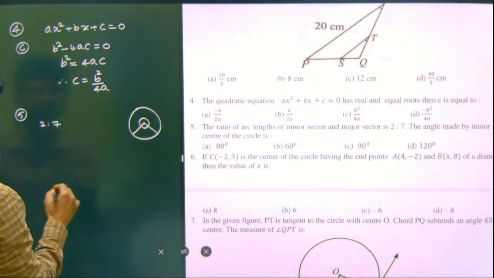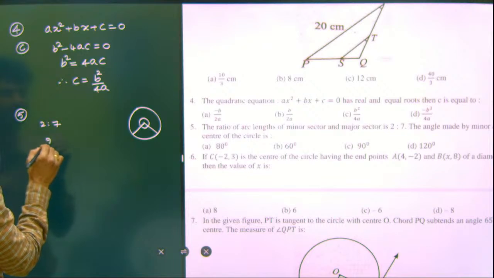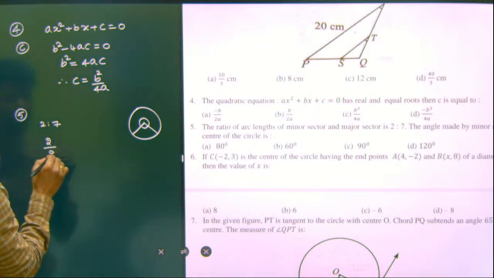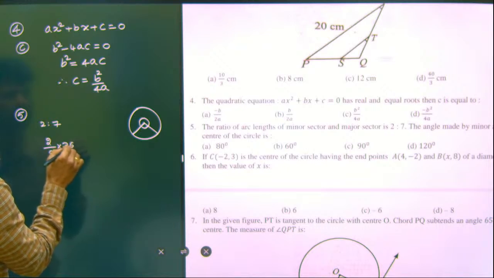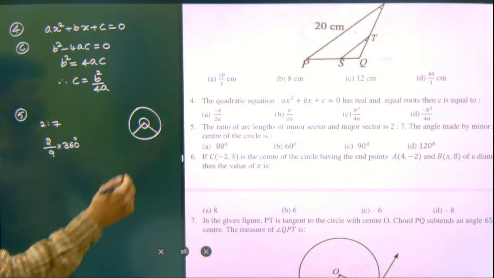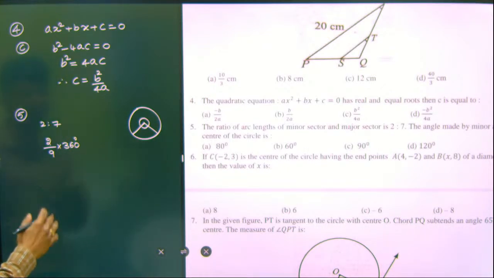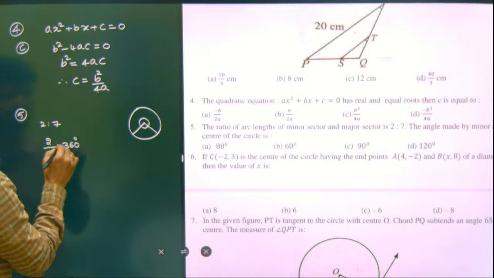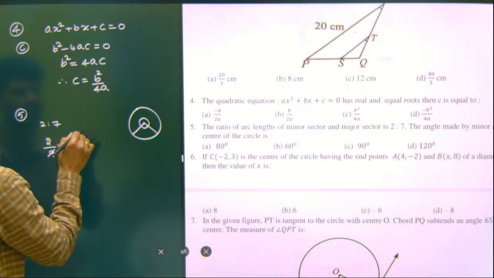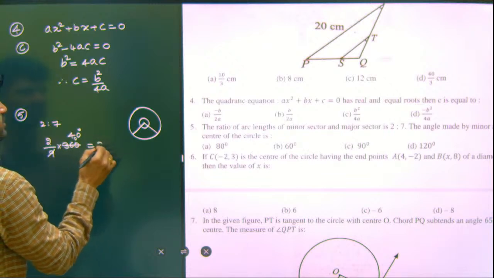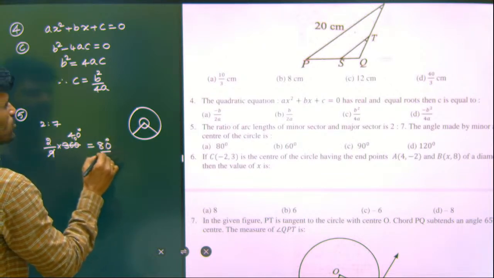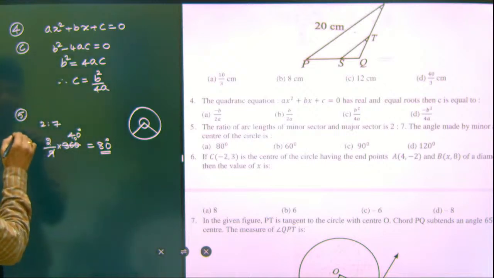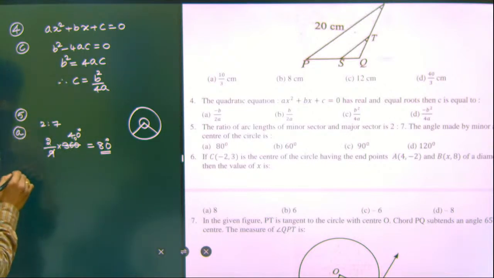Then total number of parts how many? 9. So we want minor arc. Then what is the angle? It will be 2/9 into 360. If you want major arc, what you have to do? Angle made by the major arc, if you want, 7 by 9 into 360. So 9 ones are 9, 40 degrees. So 2 into 40 degrees, 80 degrees. This is the angle made by the minor arc. So option A is correct.